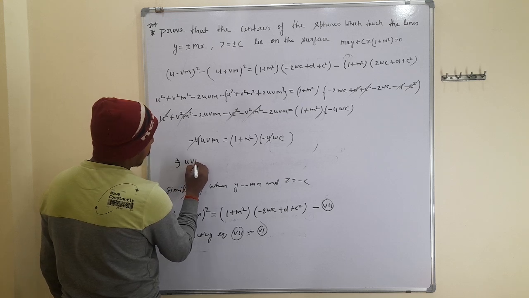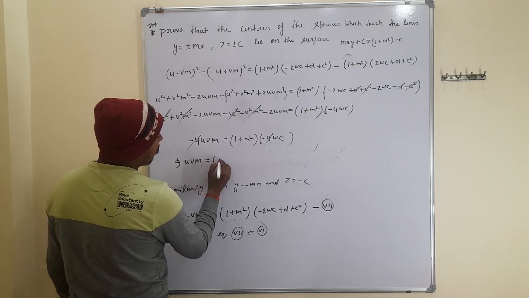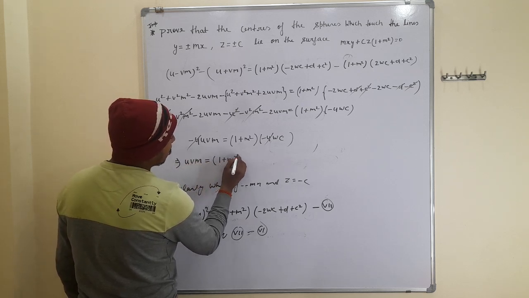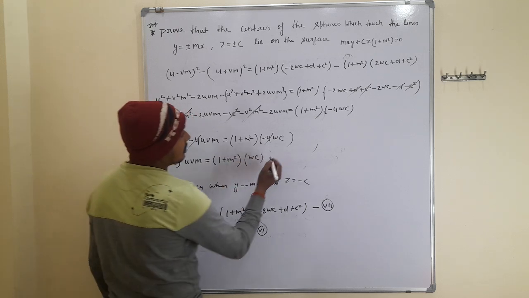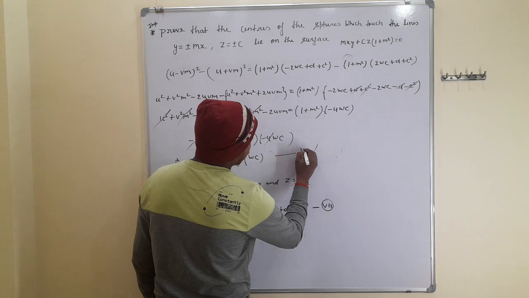uvm is equal to (1 plus m square) into wc. Let this be equation 8.